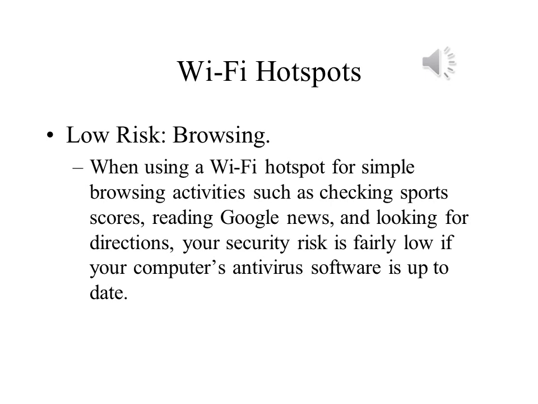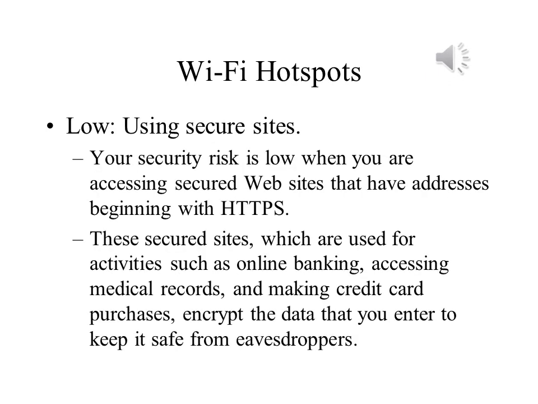If you are browsing the web, checking baseball or basketball scores, reading the news on sites that don't require a password, or checking directions to which you are traveling, the risk is fairly low. Similarly, if you are using a secured website that uses heavy encryption, again, your risk is fairly low. You can tell if this is the case because the URL for the site will begin with HTTPS instead of HTTP. These sites are used for activities such as online banking, accessing medical records, making credit card purchases. The encryption means that even if the signal is intercepted, they won't be able to make any sense of it.